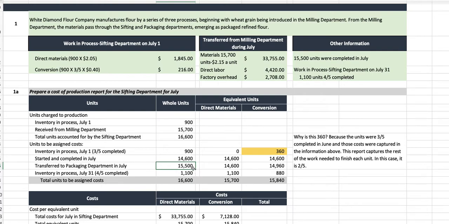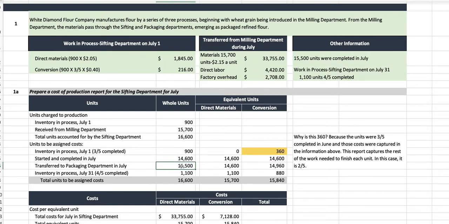How did we get that number? Well, I added my 900 units that had already been in work in process, and I added all of the units that we started and completed. So that's 15,500. Now I can do a cross check because up here it tells us that we transferred, or that we completed, 15,500 units.